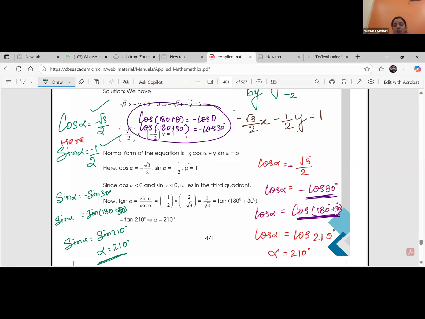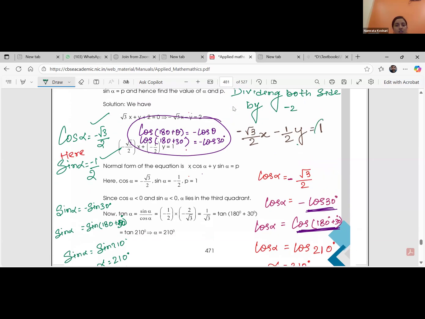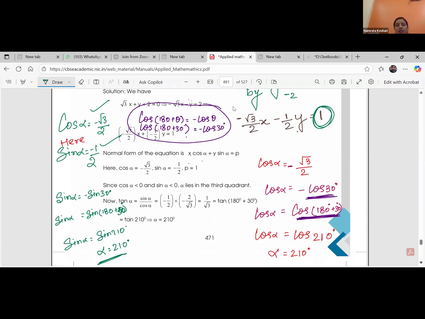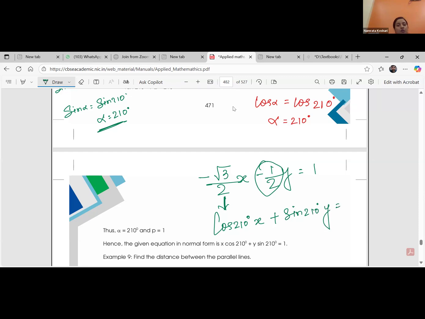We'll be doing one more question from here, and then we will be proceeding with the next part. So alpha we got 210. P value we have kept as just a positive one. Now the equation of a line can be written as minus root 3 by 2 x minus 1 by 2 y is equal to 1. We realize that minus root 3 by 2 is nothing but cos 210 degree, and minus 1 by 2 is nothing but sine 210 degree, with y is equal to P. P value is 1. Clear?